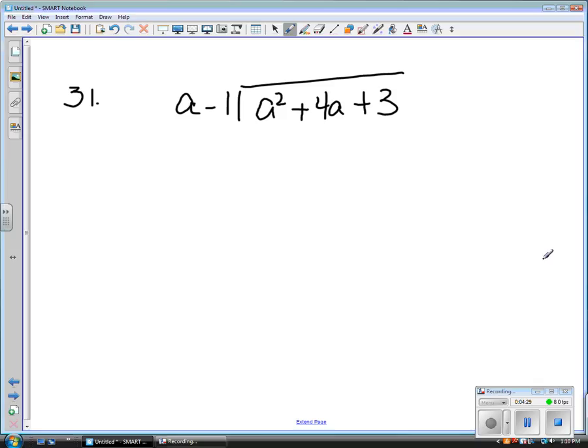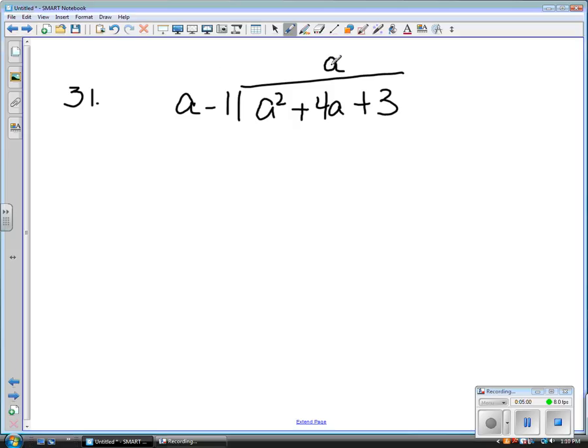Now, the direction said use long division. I'm going to take this first term and divide it by the first term on the outside. So a squared divided by a is what? A. So I'm going to put an a here. I'm going to put it over the same degree of coefficient. Remember, the degree of coefficient is your power. So this was a 1, this is a 1, so I'm going to put it right over top of each other.